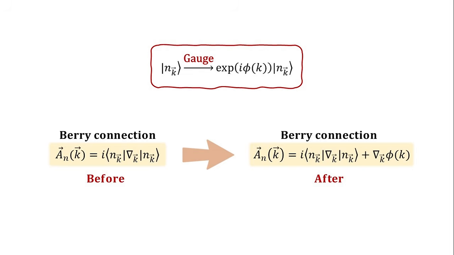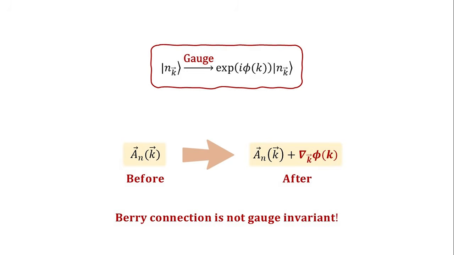Substituting this into the definition of the Berry connection and expanding the gradient term, we obtain the following. This result tells us that the Berry connection transforms under a gauge transformation by acquiring an additional term, the gradient of the gauge phase phi. From the above equation, we observe that the Berry connection is not gauge invariant and, as a result, is not directly measurable in experiments. However, this gauge dependence does not reduce its significance as a meaningful concept.